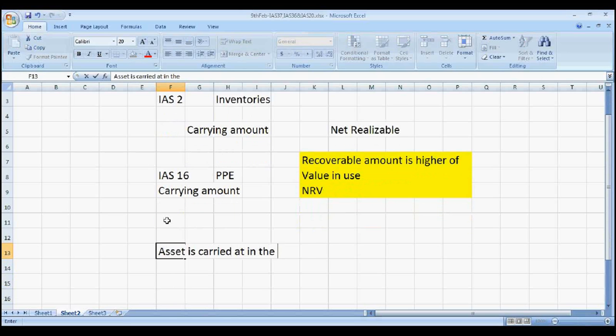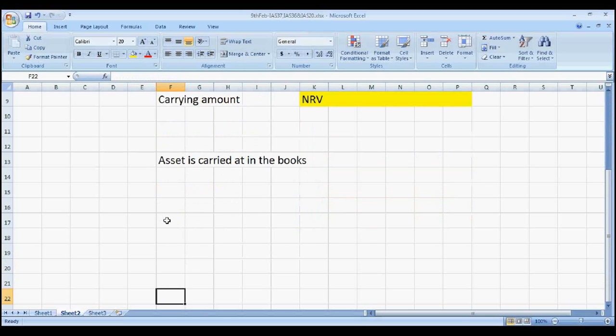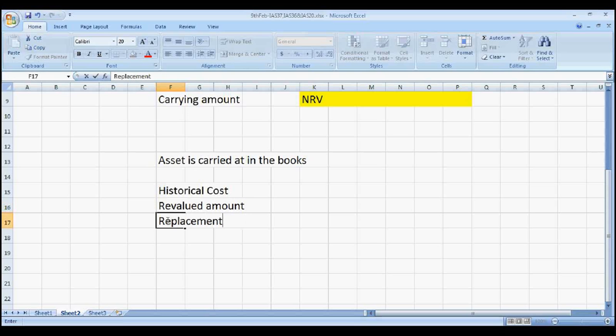So it's the historical cost minus depreciation, or the carrying amount. Carrying amount can be the historical cost. The carrying amount can be the revalued amount, if you are using the revaluation model. The carrying amount can be the replacement cost. Carrying amount can be the current cost, fair value. These are all different values we have, but whatever value we recorded in the books is actually the carrying amount at which the asset is recorded, isn't it?